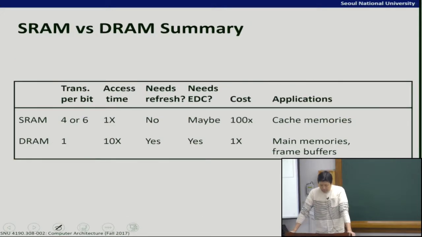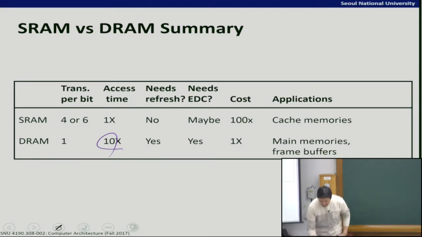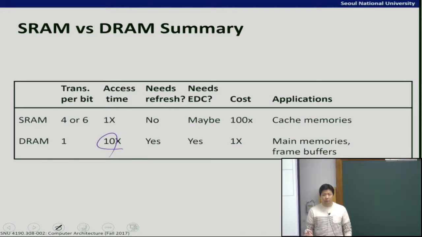Here's a summary comparison between SRAM and DRAM. SRAM usually takes 4 or 6 transistors per bit, so it uses more transistors. And for access time, let's say SRAM's access time is 1x, but DRAM's access time is 10x slower. It's much slower than SRAM. So SRAM is much faster. And needs refresh? For SRAM, no.